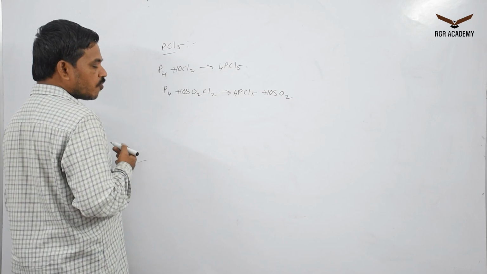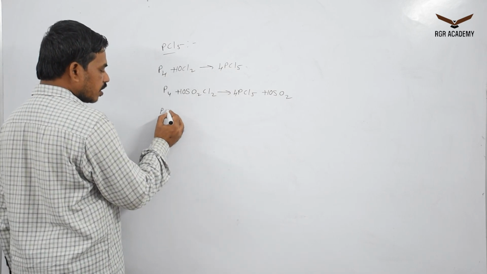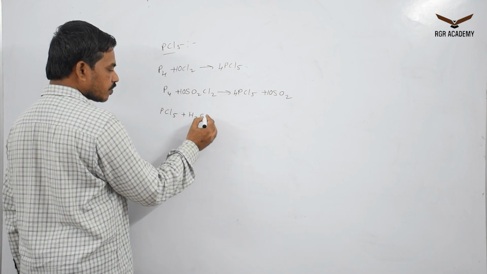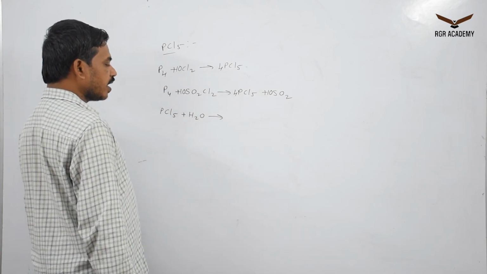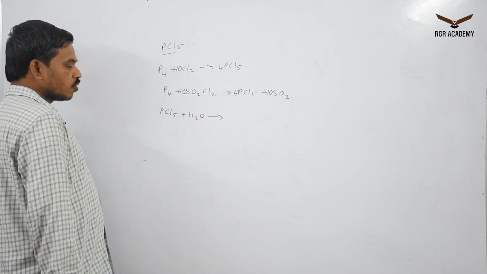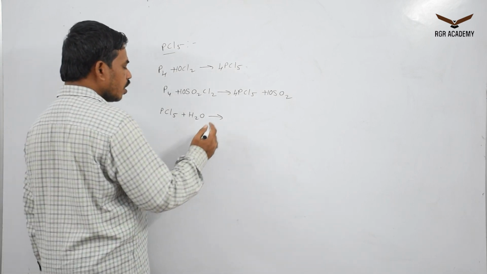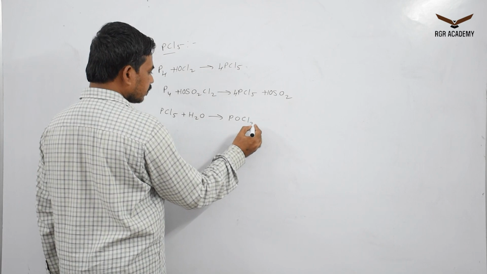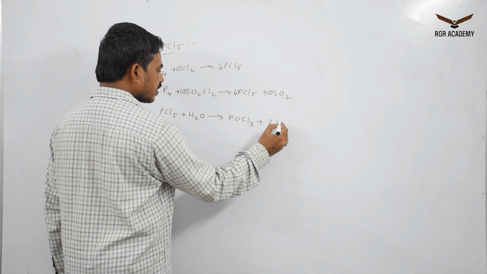Next, properties of phosphorus pentachloride. Phosphorus pentachloride on hydrolysis forms phosphoryl chloride, POCl3, plus HCl.